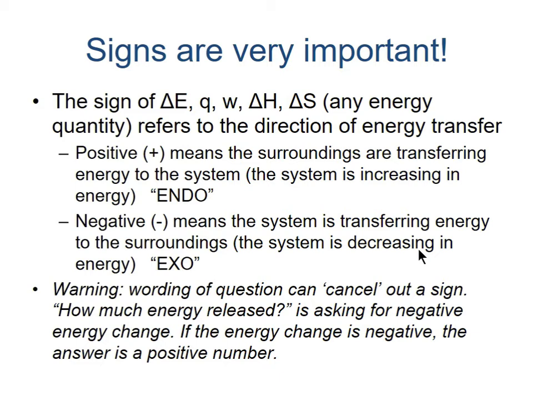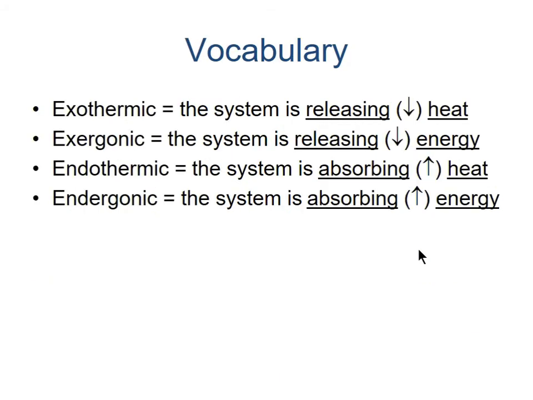Therefore, if I asked how much energy is released by the system, I'm really asking for the negative of the quantity delta E. And if delta E itself is negative, the negative of a negative is a positive. So if the energy change is negative and the question has worded it in such a way to say how much energy is released, we would want to enter a positive number. And that can be pretty confusing, I understand.